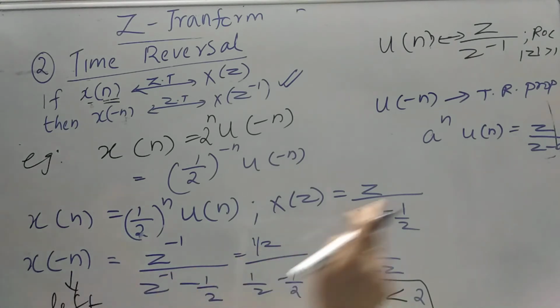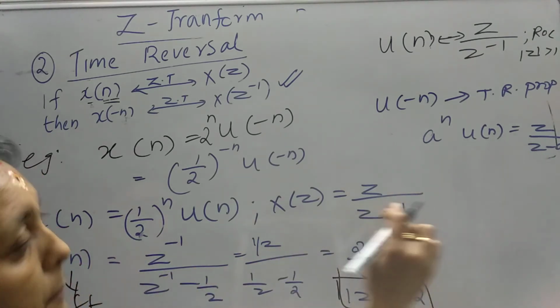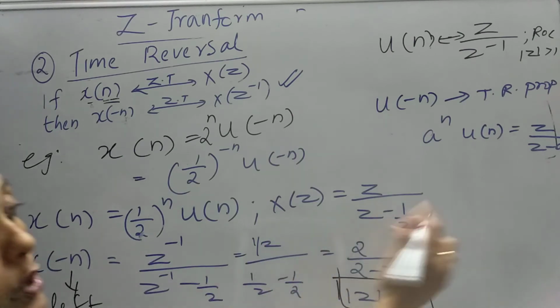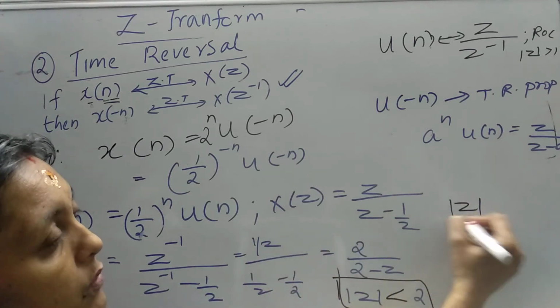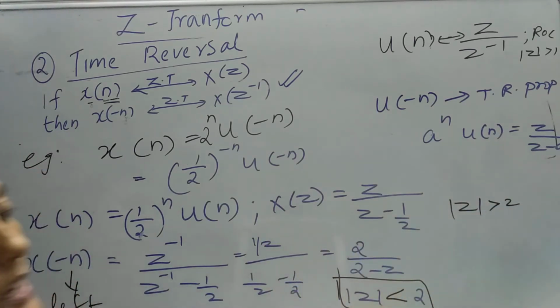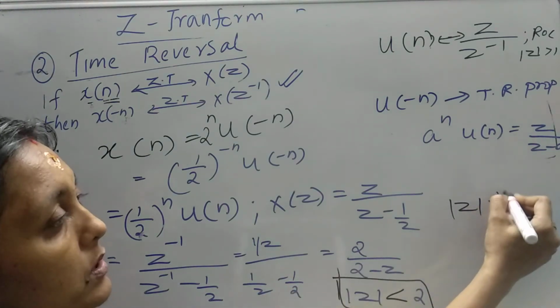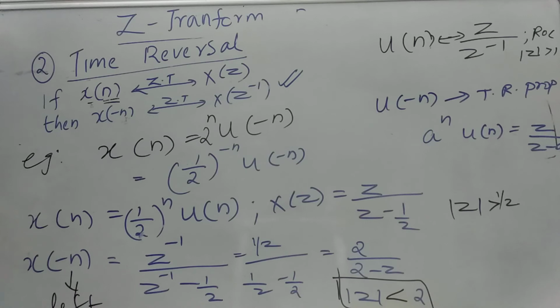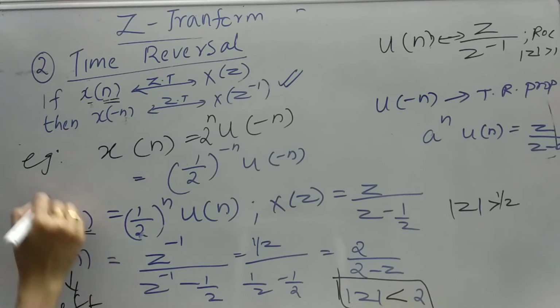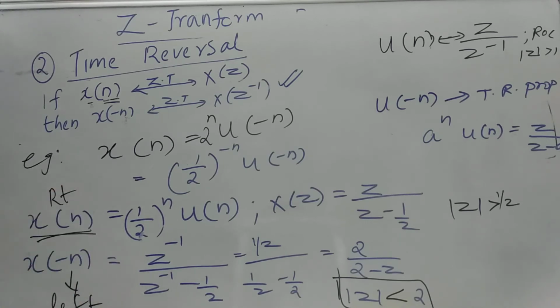But here what will happen? X of n is a purely right side signal. So it will be greater than 2. Okay, not 2, sorry, 1 by 2. It will be greater than 1 by 2 because the x of n is a purely right sided signal. This is how we do the time reversal property.